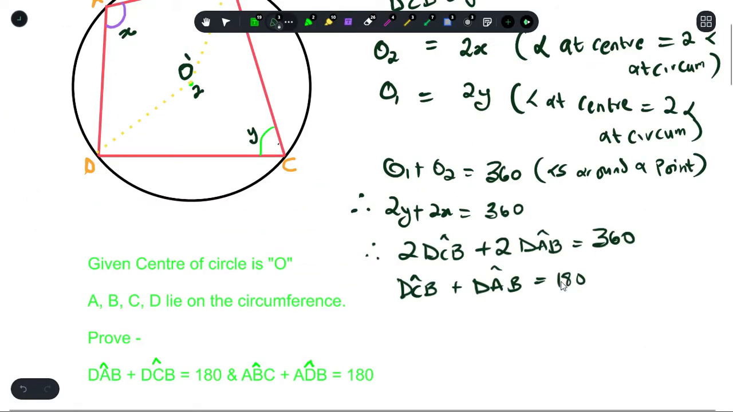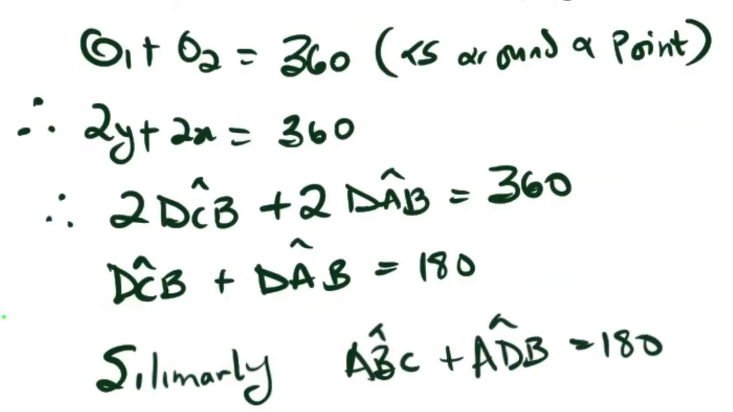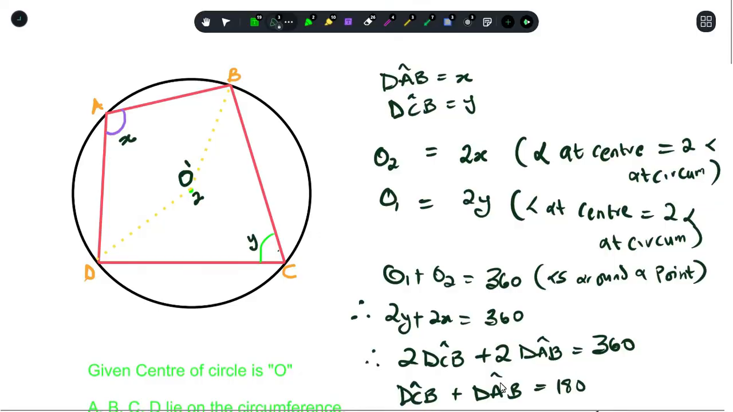Now, if this works for one side of our quadrilateral, it has to work for the other side. We know that ABC plus ADB would also be 180 degrees. And that's it. So this is exactly how you prove opposite angles of a cyclic quadrilateral are supplementary, meaning that they add up to 180.